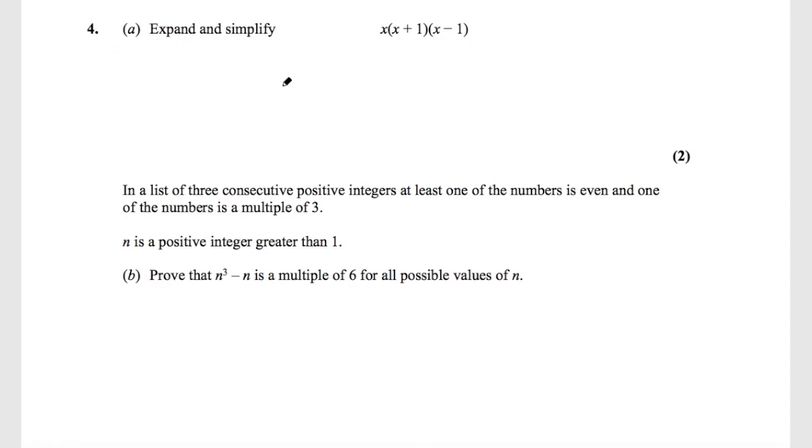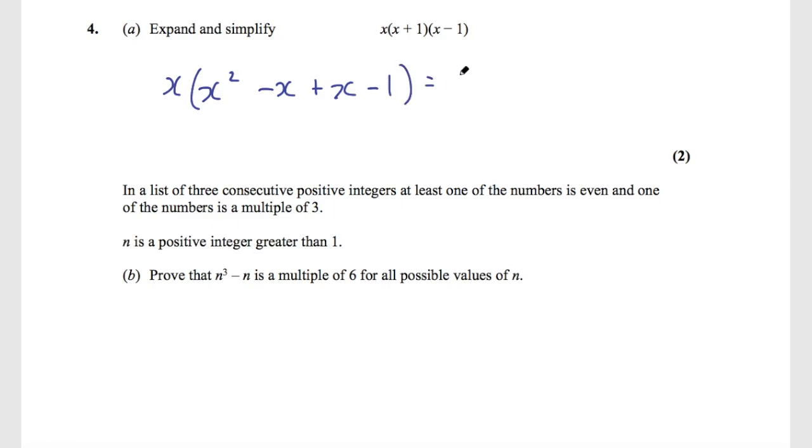Question 4 says expand and simplify x(x + 1)(x - 1). So all we need to do here is expand the double brackets using whichever method you prefer. I like to use FOIL. So firsts is x squared, outers is minus x, inners is plus x, and last is minus 1.